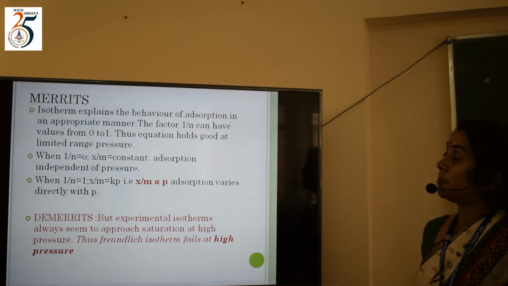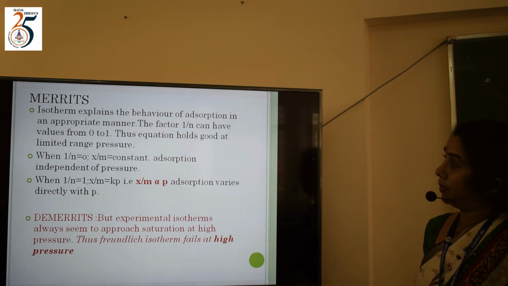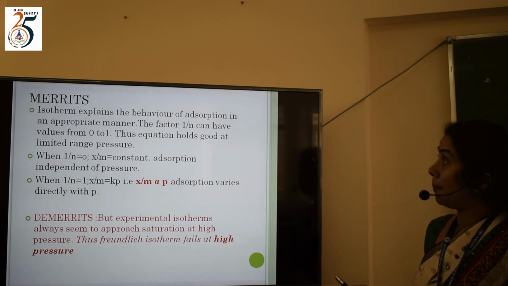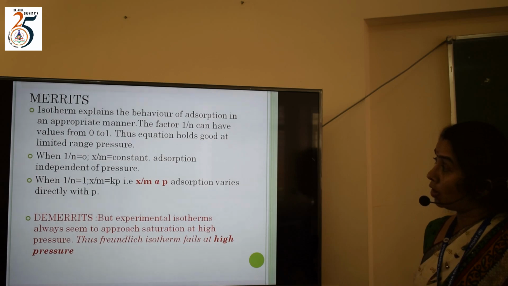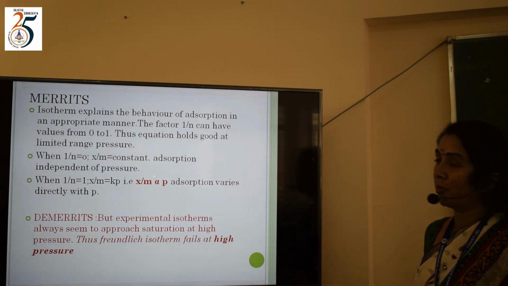Next, let us explain the merits of this isotherm. The isotherm explains the behavior of adsorption in an appropriate manner. The factor 1 by n can have values from 0 to 1. Thus, the equation holds good at a limited range of pressure. Now, if you put 1 by n as 0, the first condition, you will get x by m equal to a constant. Adsorption is independent of pressure. Pressure has no role when 1 by n is 0.